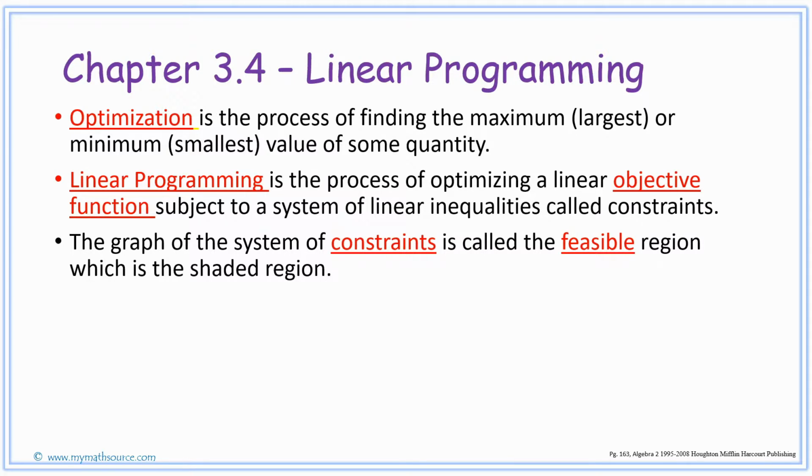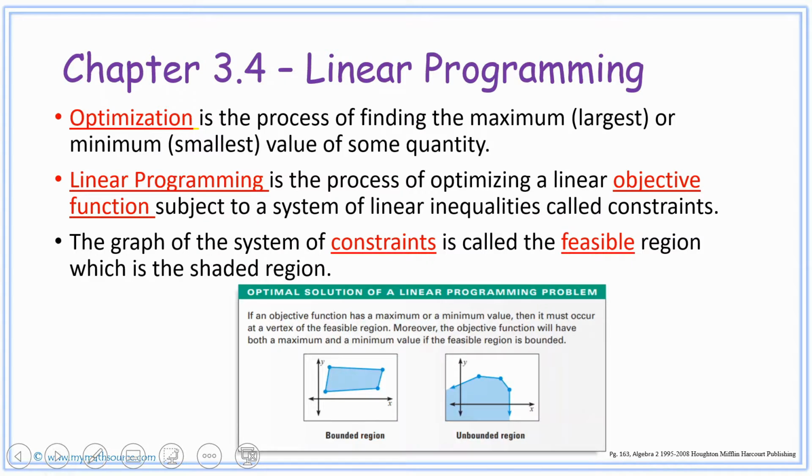The graph of the system of constraints, the linear inequalities we just practiced doing in chapter 3.3, well, when we shade that part that's all in common, we call that the feasible region. Here's an example of the two different types of regions we can get. We have what's called the bounded region, which we did in the previous chapter, but also the unbounded region. I did one example like that, where it goes out to infinity and beyond.